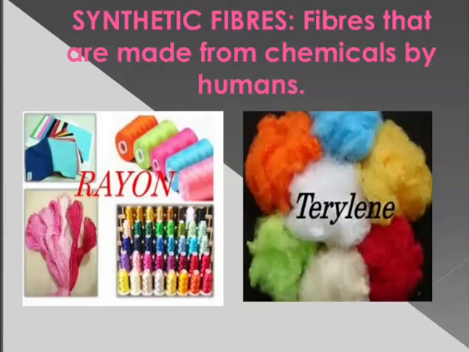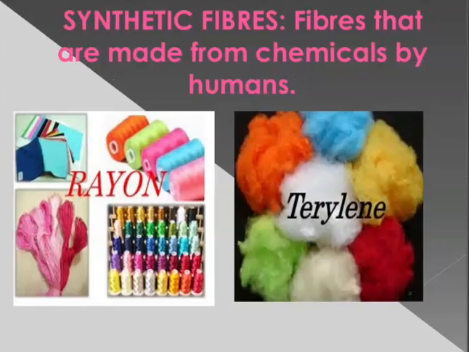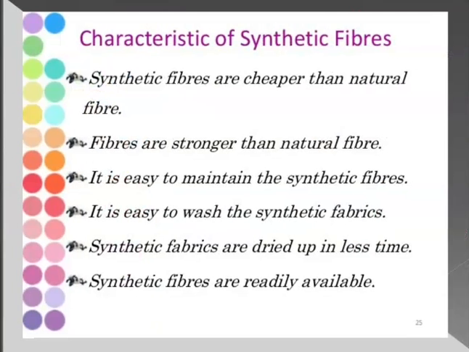Next is synthetic fibers, the fibers that are made from chemicals by humans. Examples: rayon, nylon, terylene. These are the chemicals through which synthetic fibers are made. There are some characteristics of the synthetic fibers. They are cheaper than natural fibers, they are stronger than natural fibers.